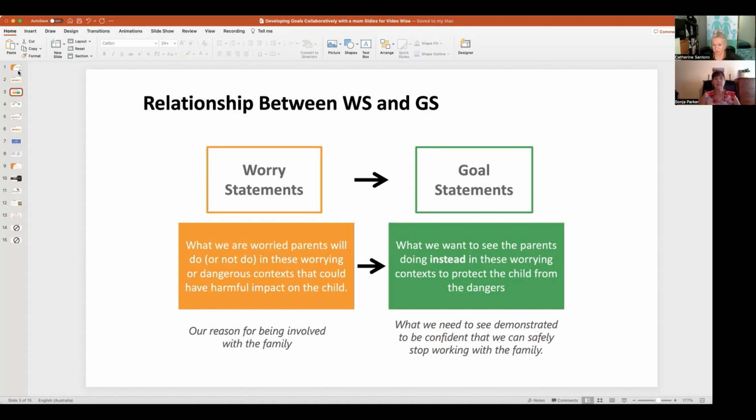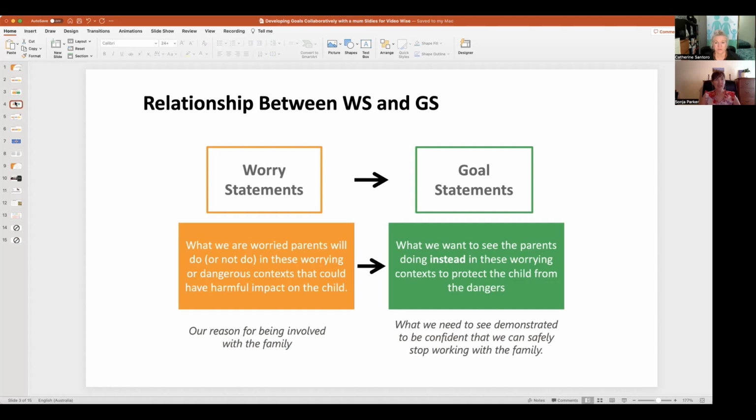because it's about sustainability. When we go away, we want to see the family be able to maintain these behaviors that keep the kids safe and keep the family together, and that everyone's confident after we go away and close the case that this will continue and the family know how to do things differently.